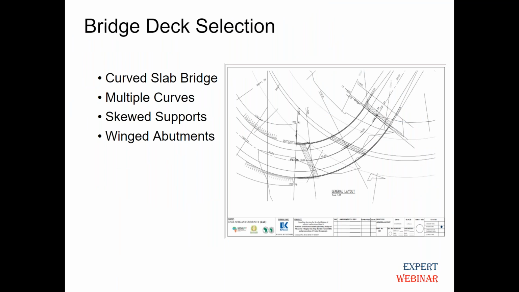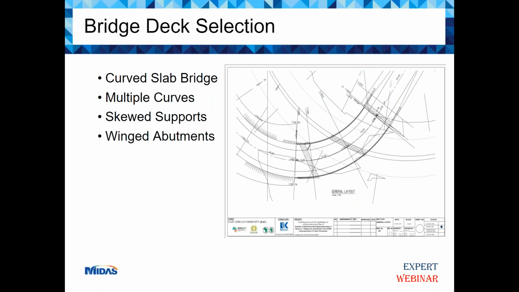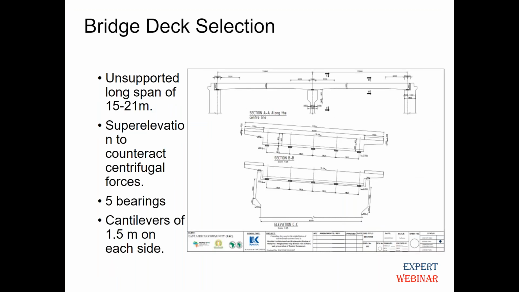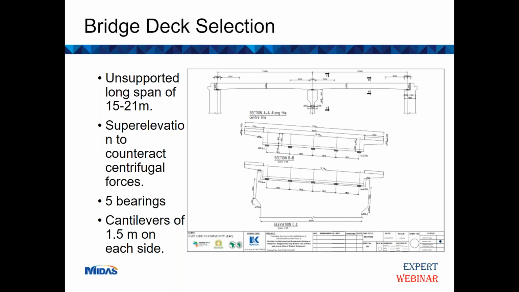As you might see in this photo, it's a curved slab bridge, multiple curves, skewed supports. You can look at the skewed support at the abutments. Then the abutments are winged. They are usually not common. And then it has unsupported long spans in the center, as we said, 15, on the outskirts 21, and a super elevation of 7% to counteract centrifugal forces, then 5 bearings, and of course a cantilever on either side of 1.5 meters.